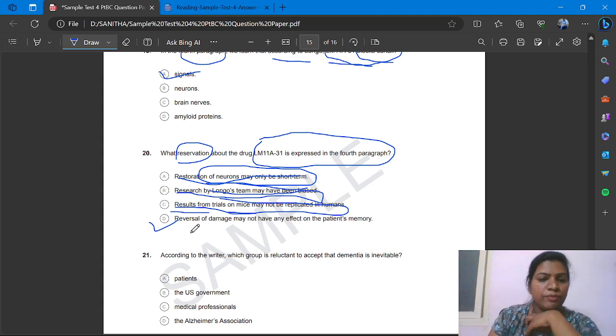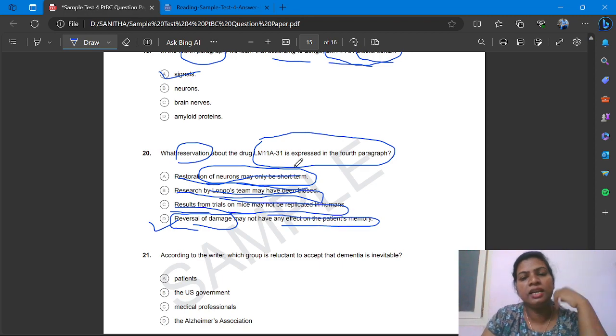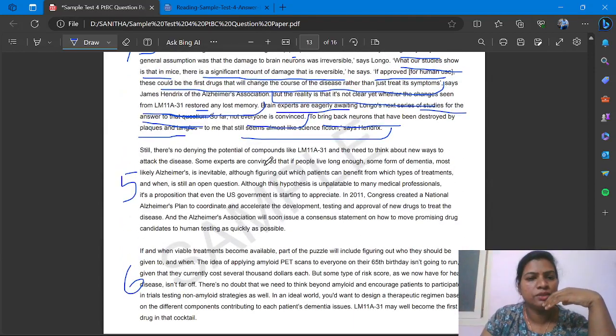Reversal of damage may not have any effect on the patient's memory. What is the answer? Reversal of damage may not have any effect on the patient. What reservation about the L and W drug is expressed in the fourth paragraph? That is the last option.